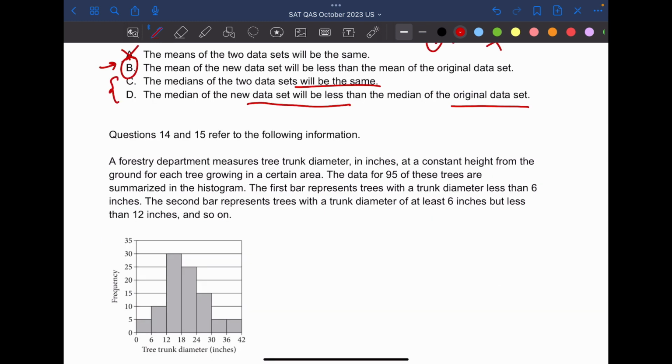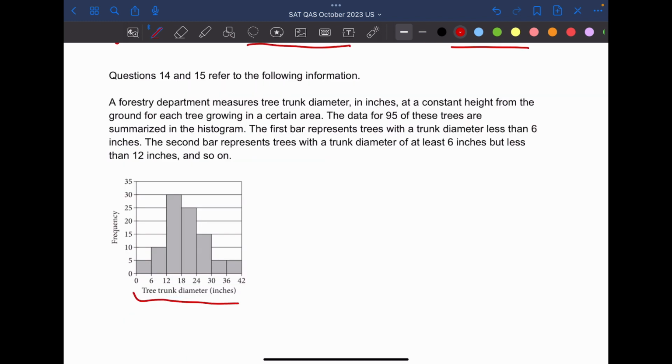Question 14 and 15 refer to the following information. A forestry department measures tree trunk diameter in inches at a constant height from the ground for each tree growing in a certain area. The data for 95 of those trees are summarized in the histogram. The first bar represents trees with a trunk diameter less than 6 inches. The second bar represents trees with a trunk diameter of at least 6 inches but less than 12 inches, and so on. So I guess the x-axis is the diameter. So between 0 and 6, there are this many trees. Between 6 and 12 inches, there are this many trees, and so on.